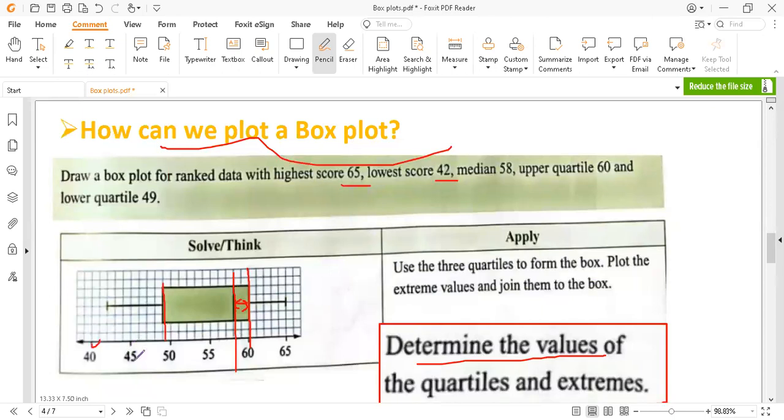It is easier. But if we have big values, great values, it is more adequate to take a step size, for example, equal to 5 or 2 or 3 or whatever. So we put the lowest, the highest, the lower quarter, the upper quarter, and the median. Here the median: 55, 56, 57, 58. So 58 is the median.